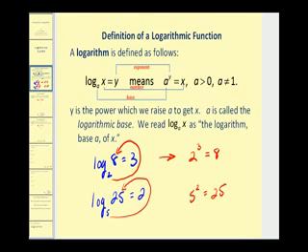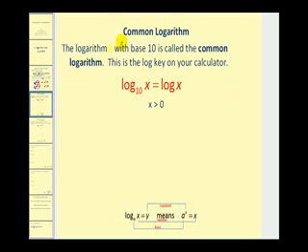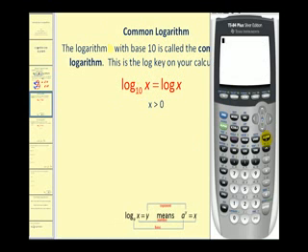We'll come back to this idea later, but let's go ahead and talk about common log and natural log, because these are the two logs that you'll find on your calculator. The logarithm with base 10 is called the common log. This is the log key on your calculator. So you won't see common log written like this. If it's base 10, we leave the base off.